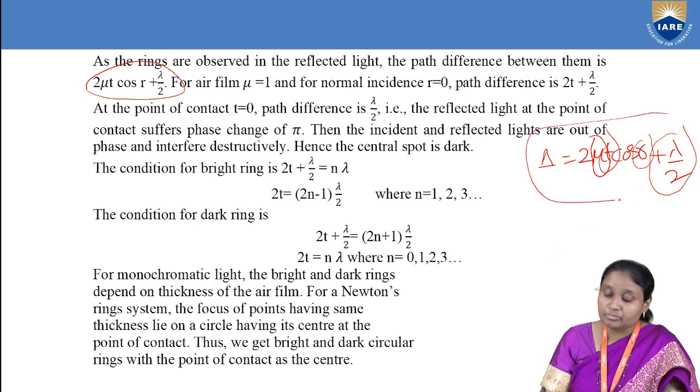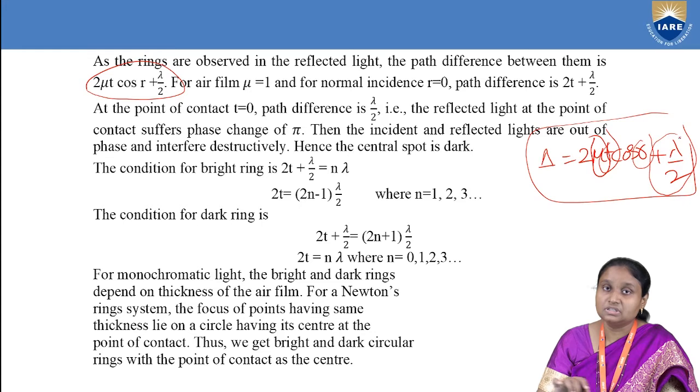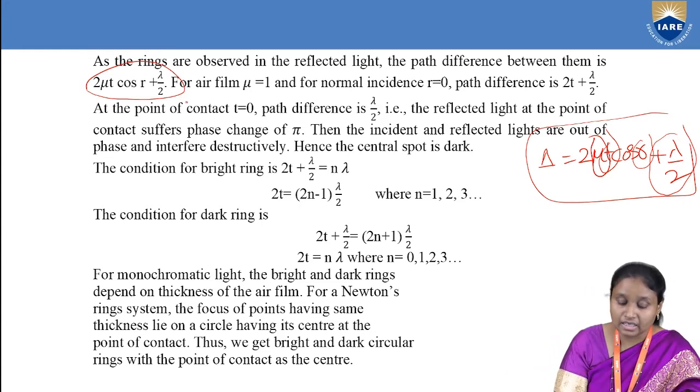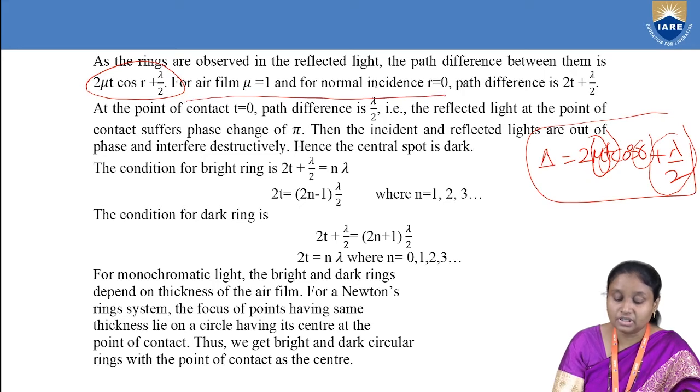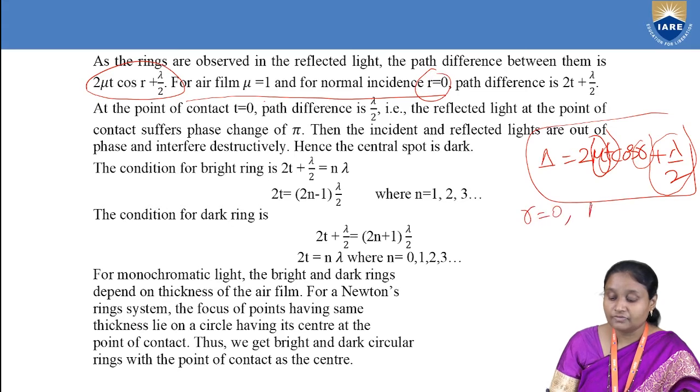Now this particular path difference we are going to use in our Newton's rings experiment. As I told you, in our case it is an air film, so its refractive index will be 1. And we are going for normal incidence, and for normal incidence the angle of reflection and the angle of refraction both will be equal to 0. So in this formula for path difference, I am going to substitute the angle of refraction to be 0, as well as the refractive index of the air film as 1.